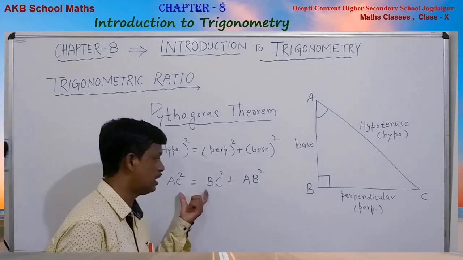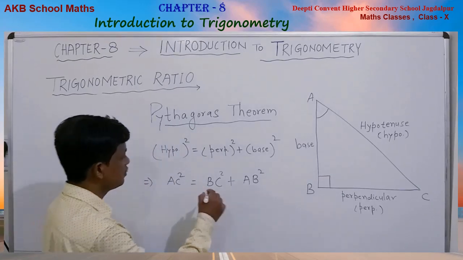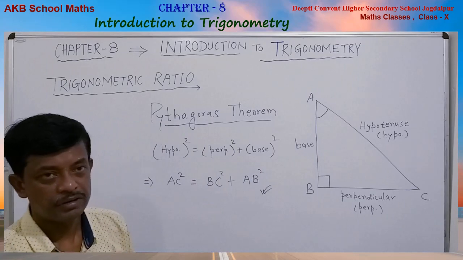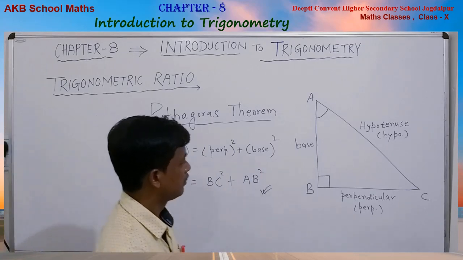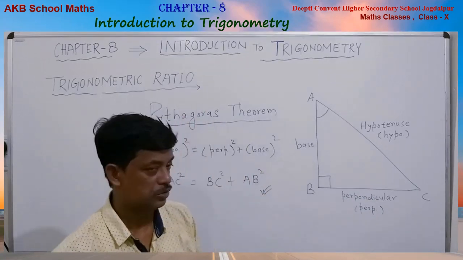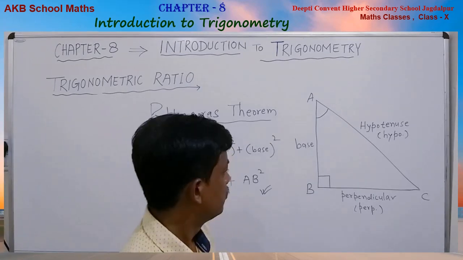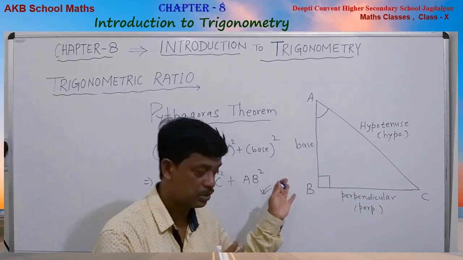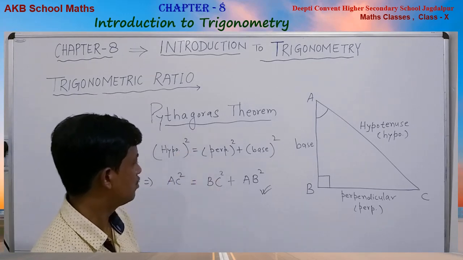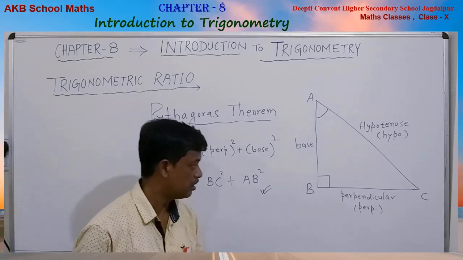If any two sides are known, then you can get the third side. So we will use this theorem for finding any side of a triangle, and then we can get the values of the trigonometric ratios. There are 6 trigonometric ratios. Now to solve questions, we require the definitions of the ratios and this Pythagoras formula, which gives the relation between the sides of a right angle triangle. This is a very important theorem.